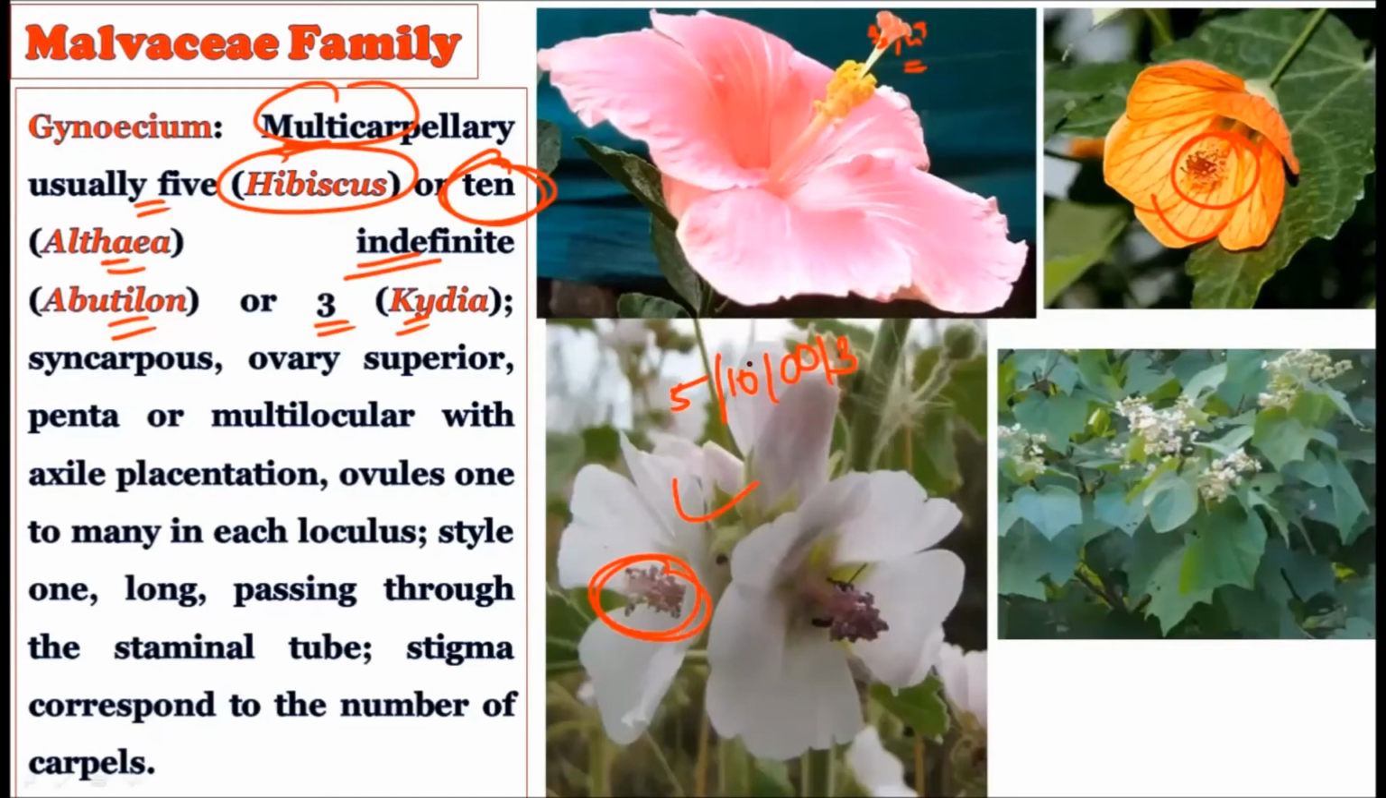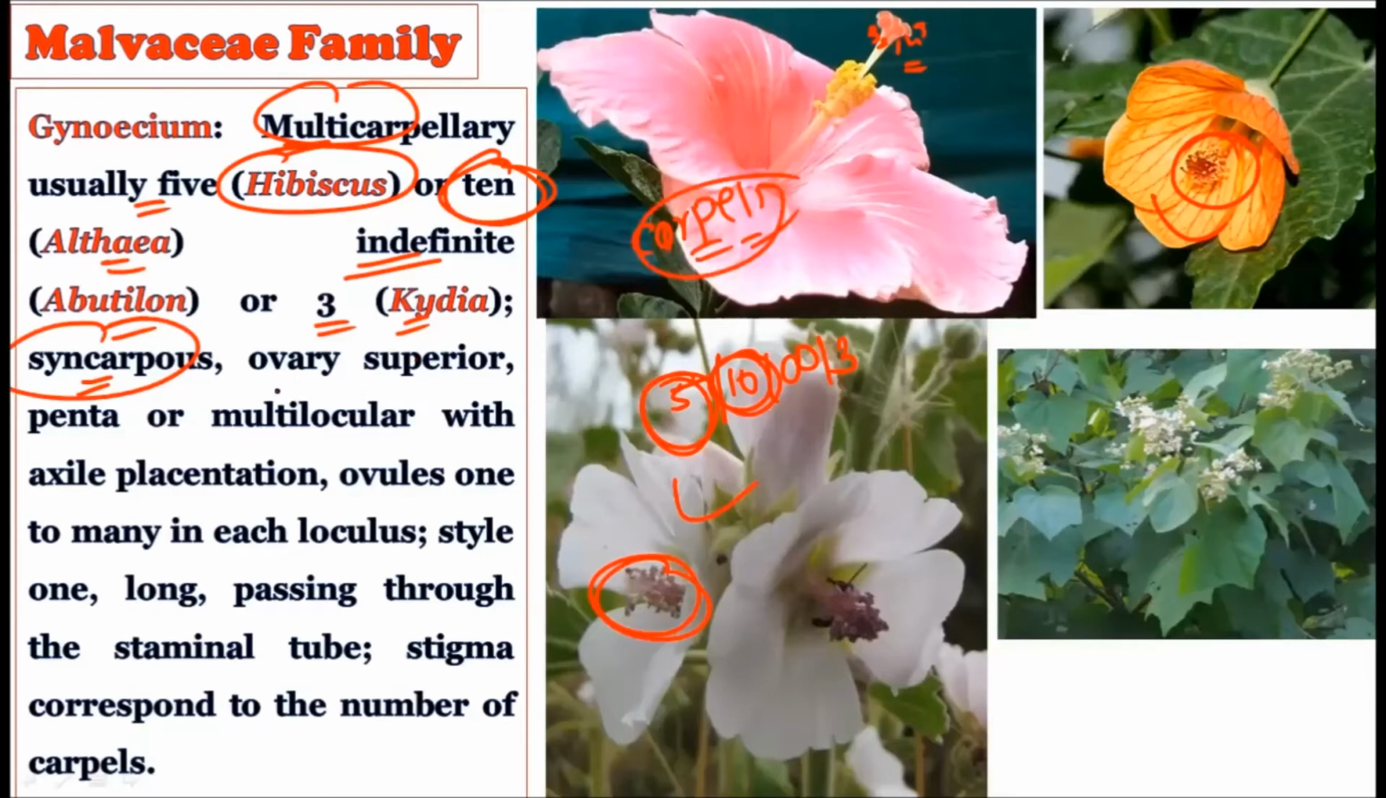Okay, for which genus you are writing the floral formula is also important, because for the hibiscus you have to put 5, and for the althea you have to put 10. Okay, now they are syncarpous, very very important. The fusion is there. The syncarpous type of gynoecium is there, that is, all the carpels, whether they are 5 or 10, show the syncarpous condition, that is, they are all fused with one another.